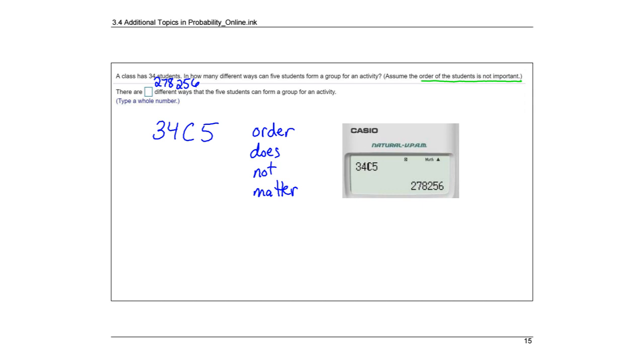Okay, so a class of 34 students. We are going to pick 5 students to form a group for an activity. It says the order of the students is not important. Okay, so that was nice. That means that I have a combination. So I am picking 5 students out of 34. Put that in your calculator and whew, you get 278,256 ways to pick students for a group.